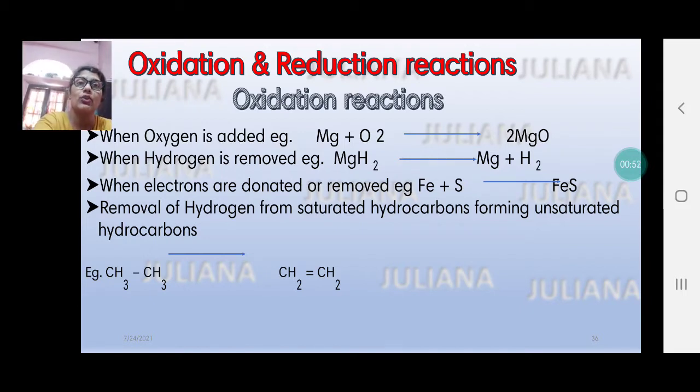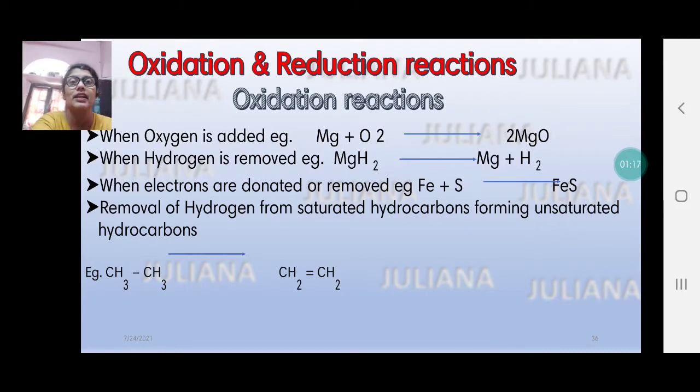Then when electrons are donated or removed. We know that metals donate electrons. So metals are donors and therefore that is also an oxidation reaction. And the non-metals accept electrons. So that will be reduction. Later when we study redox reactions, you'll understand that in many reactions, oxidation and reduction are happening simultaneously.